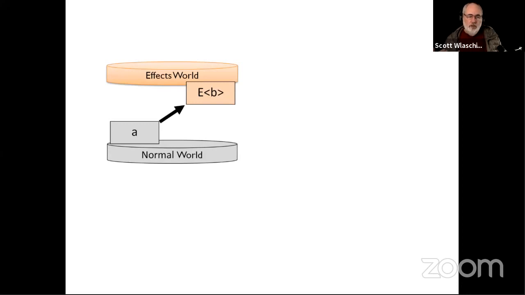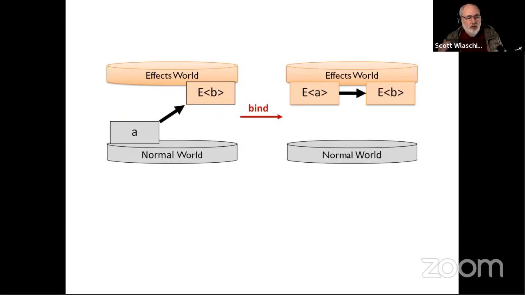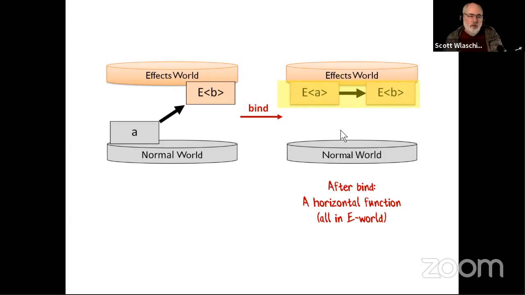Okay, so here we have this world crossing function. It starts off in normal world and it ends up in effects world. And actually that's before we start binding it. But as soon as we do a bind, it transforms it into a horizontal function where everything is in effects world. And remember I said it's really nice if we can live in effects world. Everything we do is in one place. We don't go back and forth between these worlds. We stay in one world all the time. And that's what bind does. It converts this world crossing function into a function that works horizontally in one world.